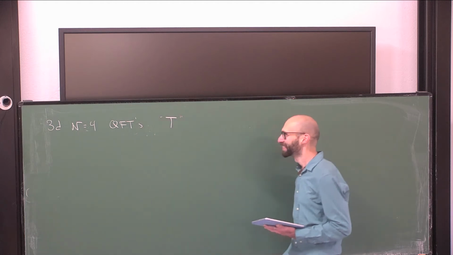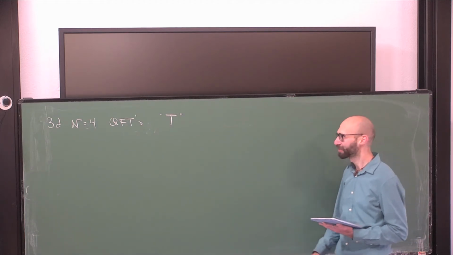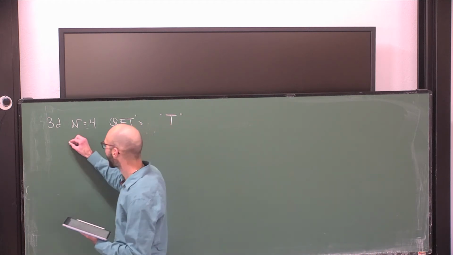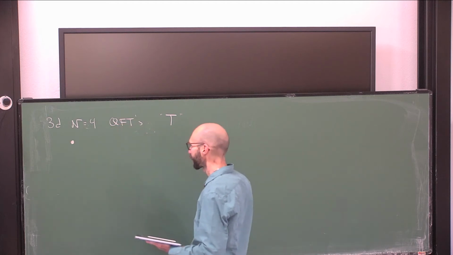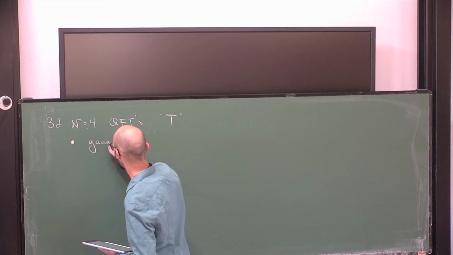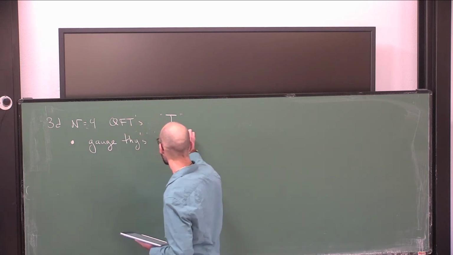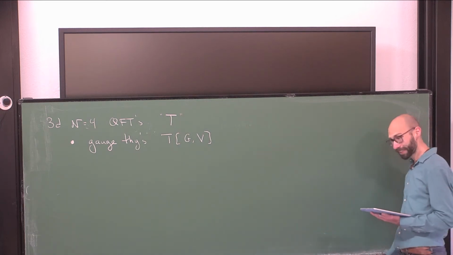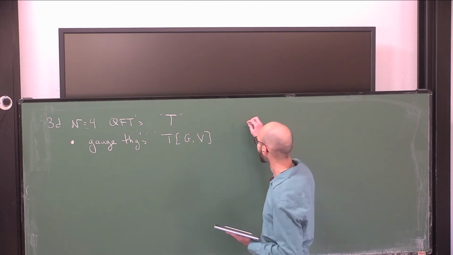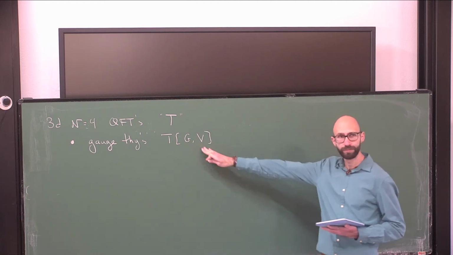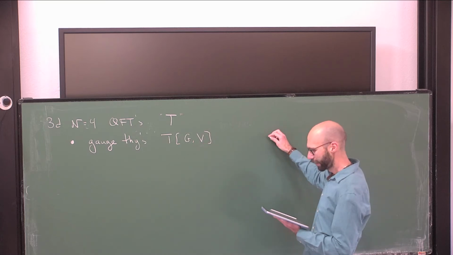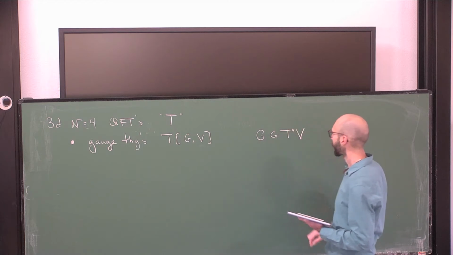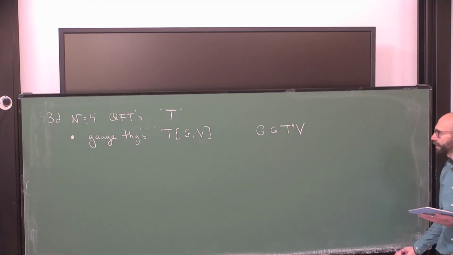I'll use the letter T to denote a general 3D N=4 quantum field theory. So this is a QFT with a lot of supersymmetry. They come in many different families. Two prominent ones are gauge theories. They're labeled by the data of a group and a symplectic representation, as Sasha said. For me, the symplectic representation will be T star of just some complex representation. This is not super important at the level of this talk, but I'll have G acting on T star V.